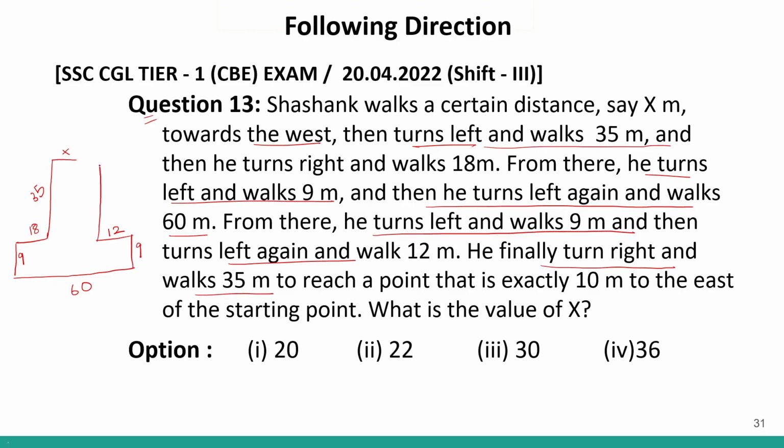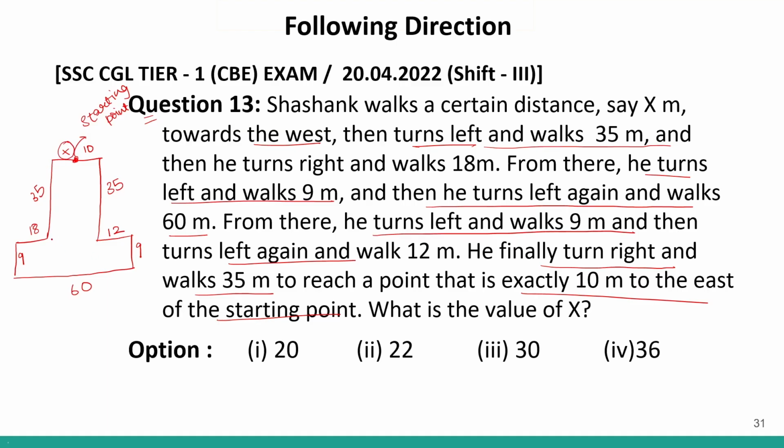So right 35 meters will give me the same as x, to reach a point which is exactly 10 meters to the east of the starting point. Let's say this was the starting point. From here, this distance is 10 meters, 10 meters east of the starting point. And we have to find the value of x.